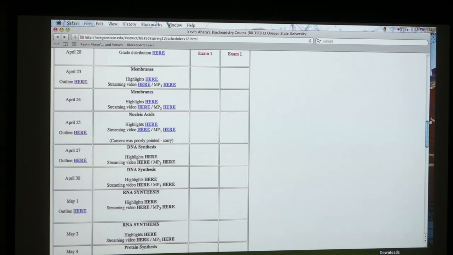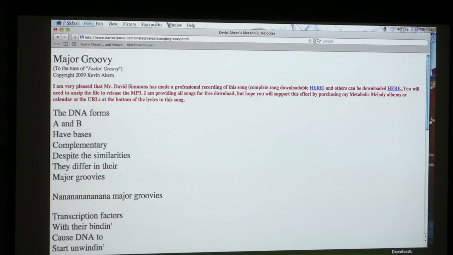So I have a song. It's to the tune of an old Simon and Garfunkel, called Feelin' Groovy. I hope you guys know the tune.